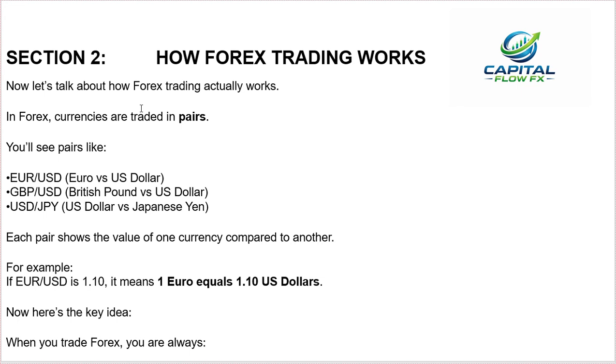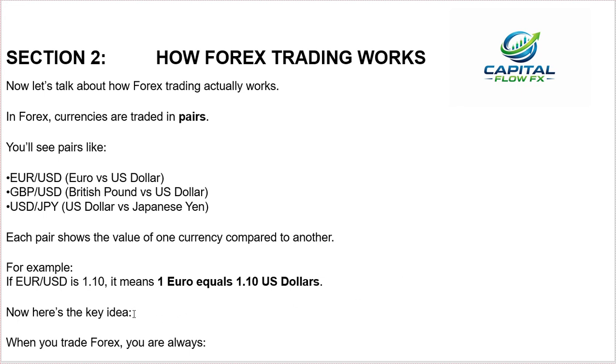In Forex, currencies are traded in pairs. You will see pairs like Euro USD, Euro versus dollar, British pound versus US dollar, US dollar versus Japanese yen. Each pair shows the value of one currency compared to another. For example, if Euro USD is 1.10, it means 1 euro equals 1.10 US dollars.